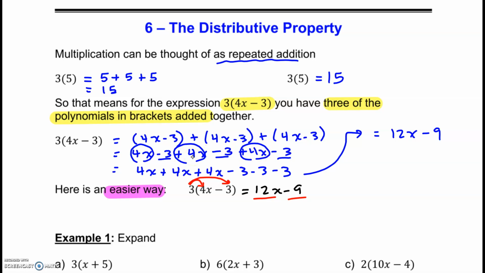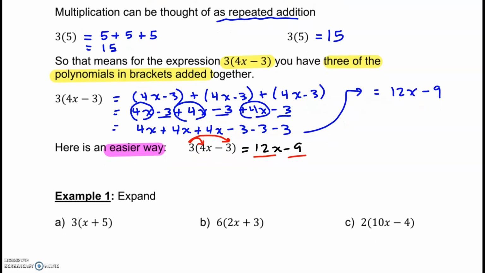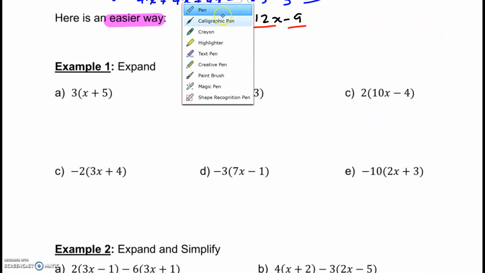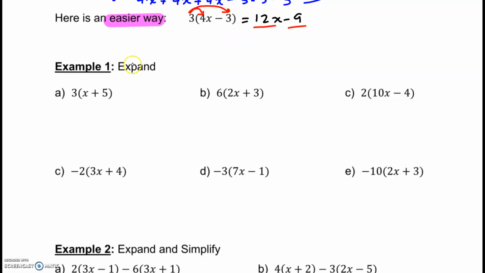All right, let's go ahead and practice this. Notice the instructions here say expand. When you see the instructions expand, that tells you that you are going to use the distributive property and that we are going to be multiplying. So let's put a little reminder. The word expand means multiply. We don't see the times symbol, but we see that it's multiplication with the number outside the bracket.